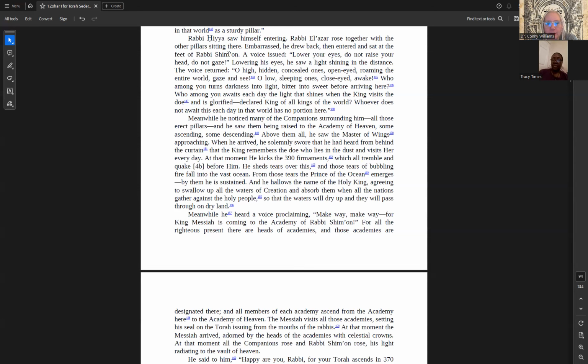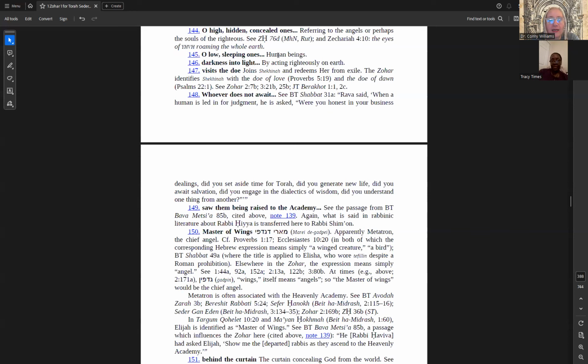A voice issued, "Lower your eyes, do not raise your head, do not gaze." Lowering his eyes, he saw a light shining in the distance. The voice returned, "O high hidden concealed ones, open-eyed, roaming the entire world, gaze and see." O high hidden concealed ones, referring to the angels or perhaps the souls of the righteous.